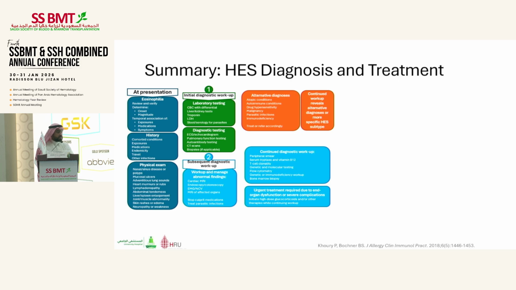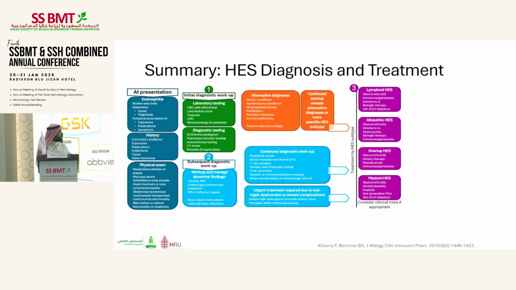Probably I came to the tail end of my presentation. So again, how to approach it at presentation: you do your due diligence with history and physical examination. The workup we mentioned, you probably want to start non-invasively, then move to the invasive parts. If you couldn't find the cause, sometimes you just have to pull the trigger and treat the patient with steroids, and then look later down the road and think of what type of HES I am dealing with. Is it lymphoid, idiopathic, overlap, myeloid? And accordingly, you want to pick your choices of therapy rather than just give everyone mepolizumab.